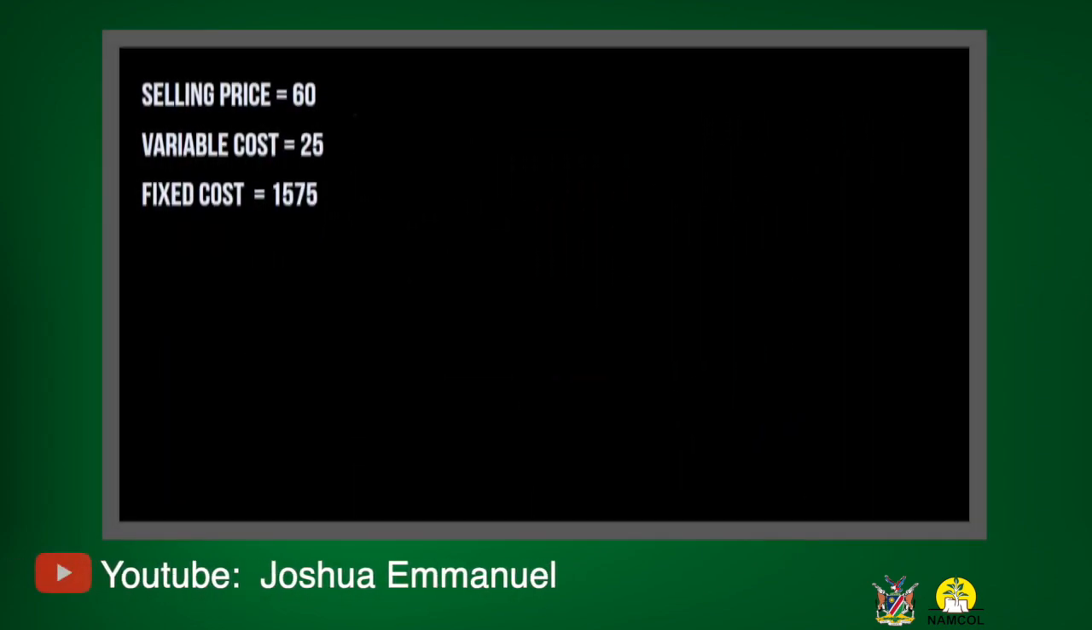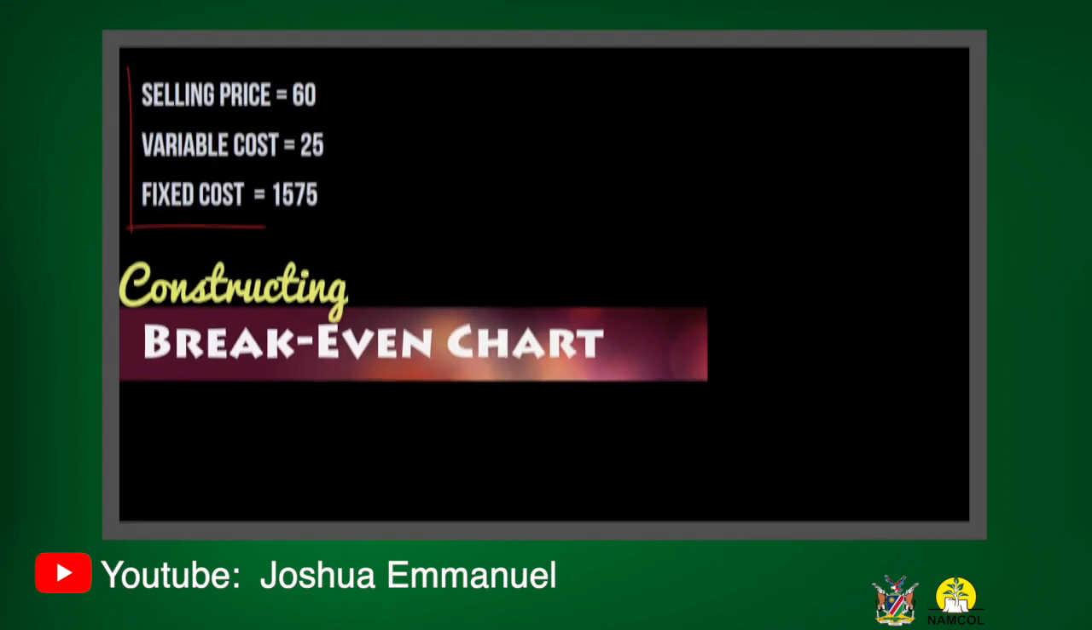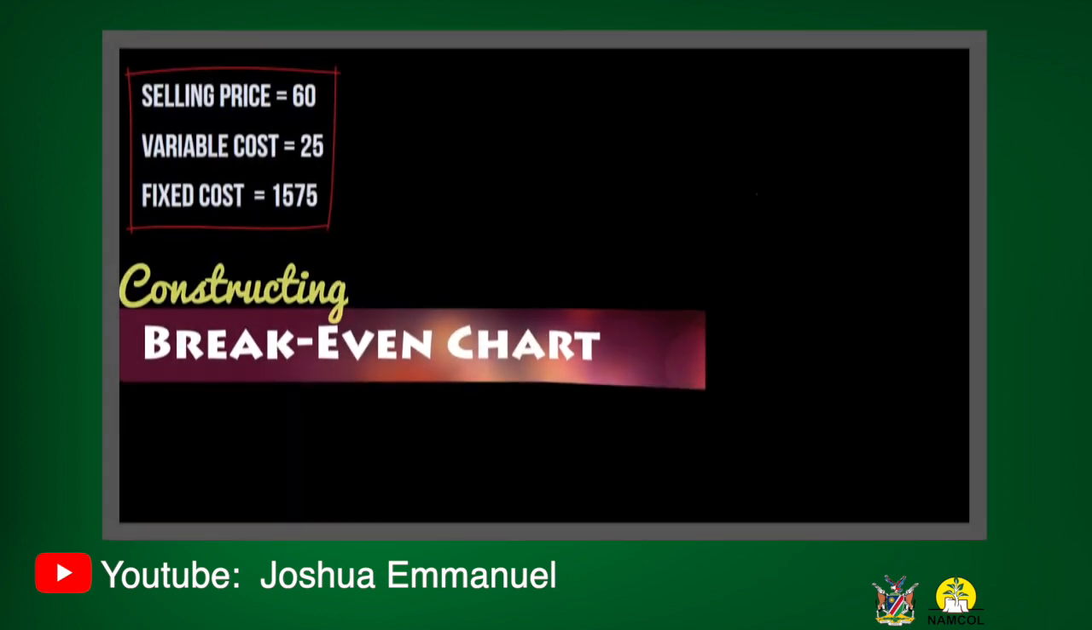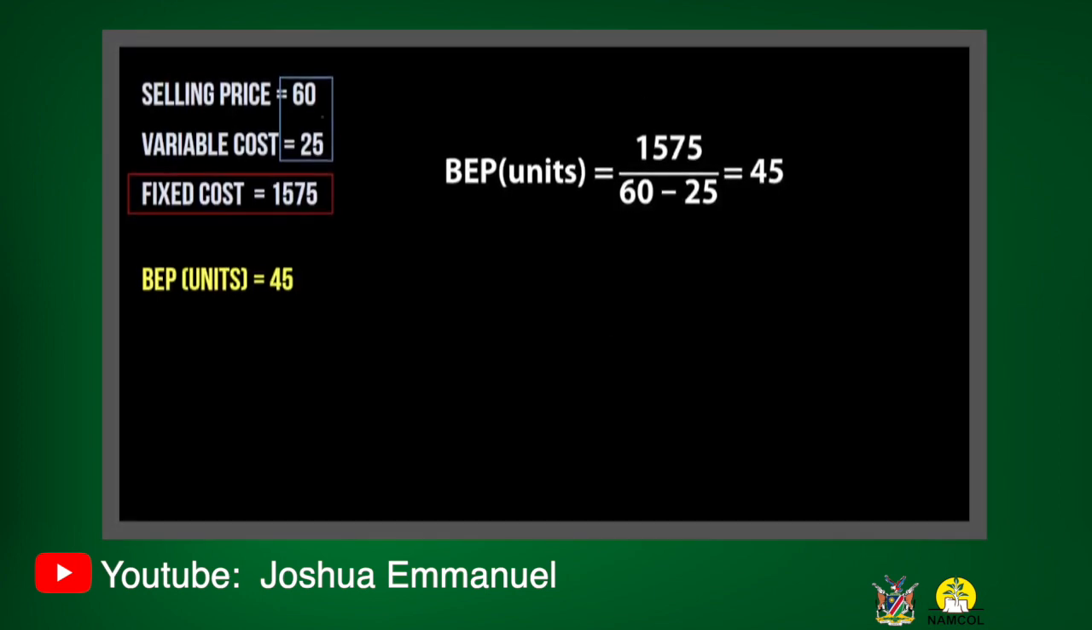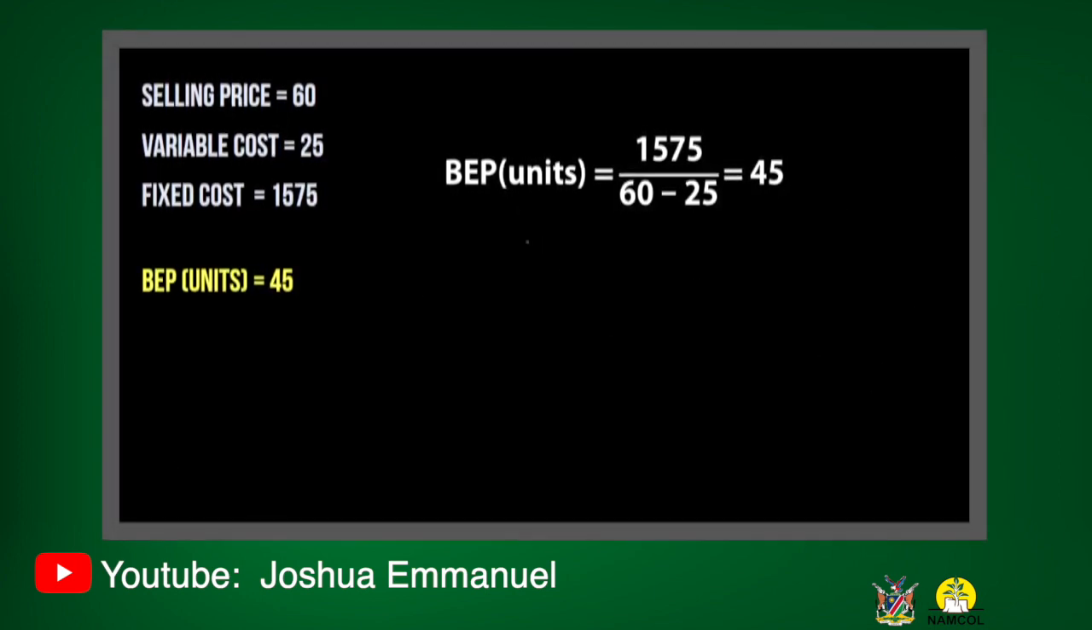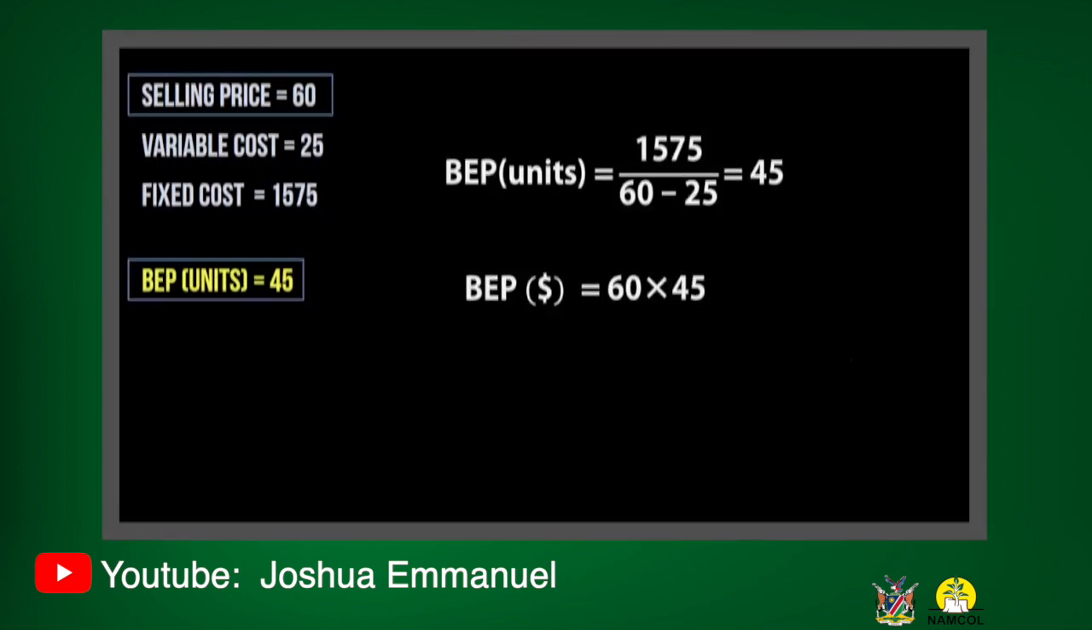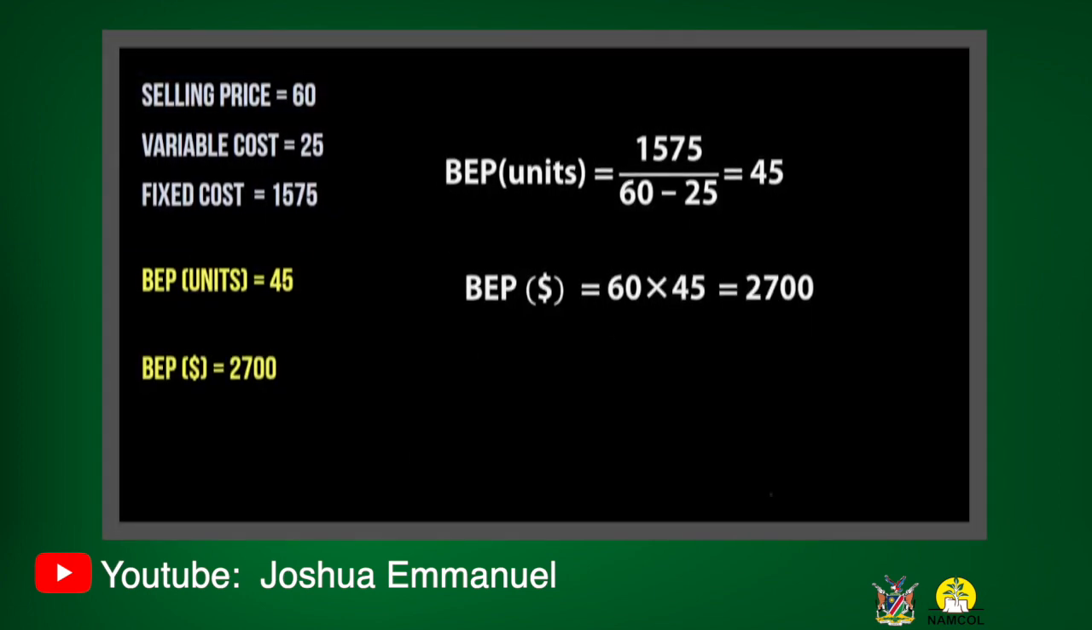Welcome. In this video, I'll be constructing a break-even chart using the given information. First, we find the break-even point in units by dividing the fixed cost by the contribution margin, and that gives 45. The break-even point in dollars can now be found by calculating total revenue at break-even, and that gives 2,700.